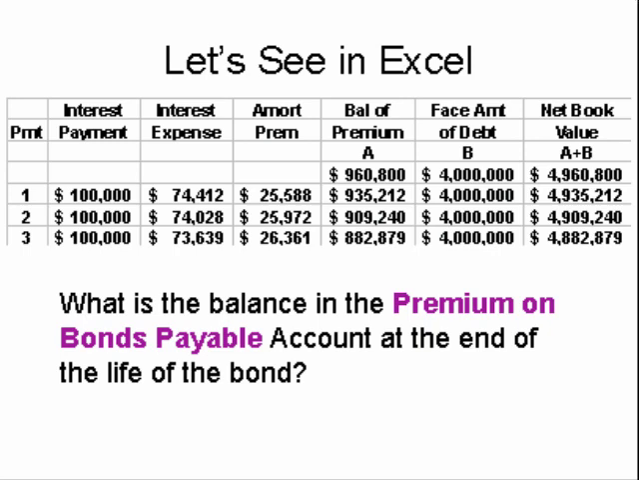Here it is in Excel. It's very helpful to put it in Excel and watch it kind of motor along each period, and you can see how the premium and the discounts go down over the life of the loan, life of the bond.